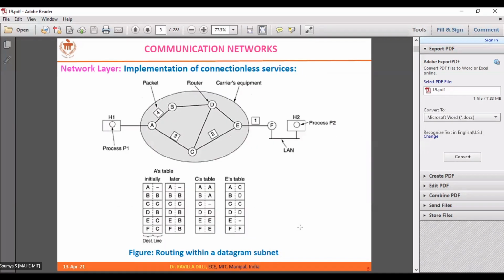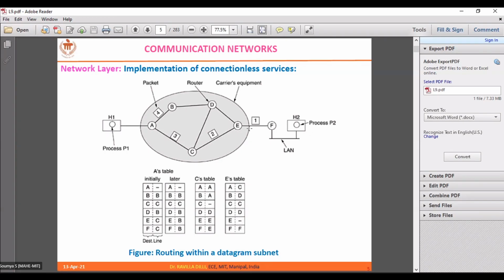Okay. Whereas in a connectionless service, you see packet 1 was sent through some path. Now packets 1, 2, 3 have been sent through this particular path, that is A, C, E and F. Whereas packet 4 is being sent through B.